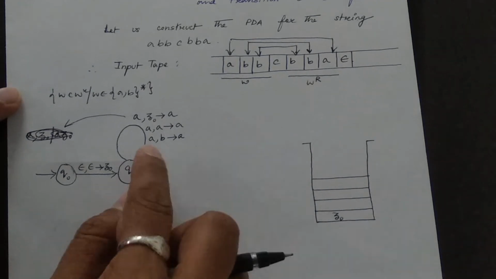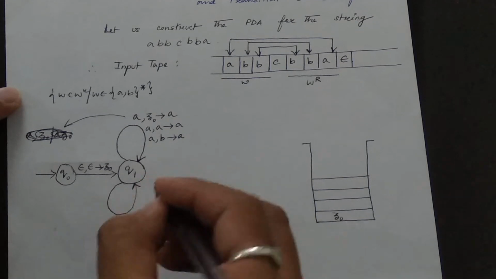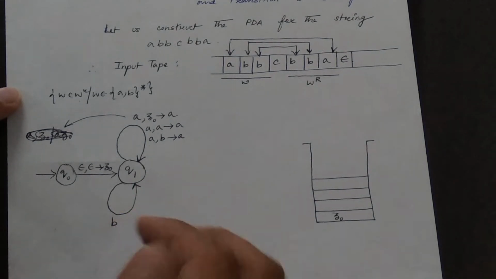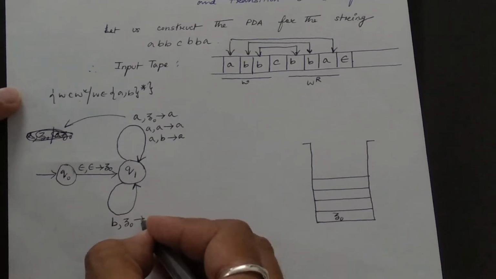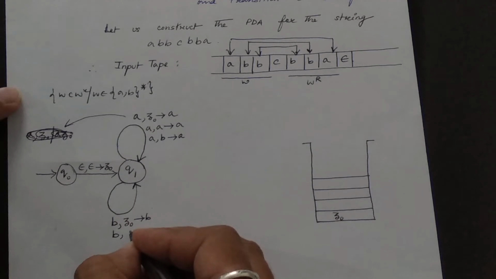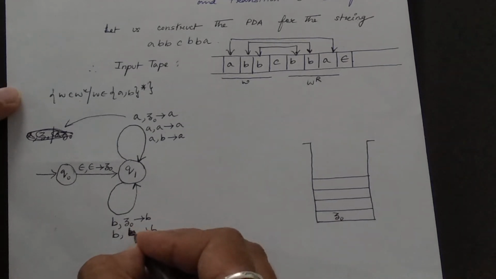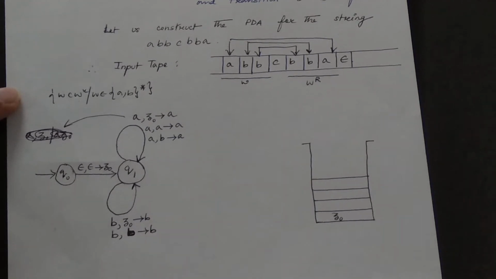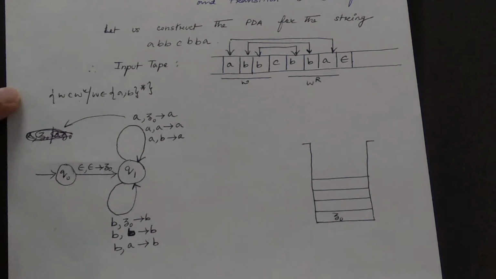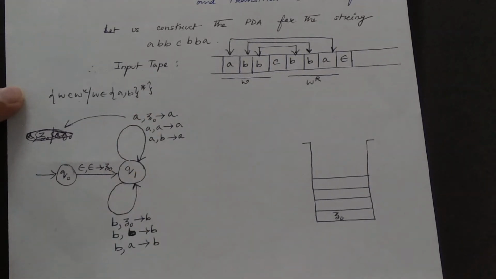Clear? So now if I am talking about B, there might be one more self loop where I will consider the cases for B. So if I am reading B and the top of the stack is Z naught, what do I have to push? B. Correct? If I am reading B, and the top of the stack is B, then what do I have to push? B. Correct? If I am reading B and the top of the stack may be A, then what do I have to push? B. So these are the possible cases you might get.